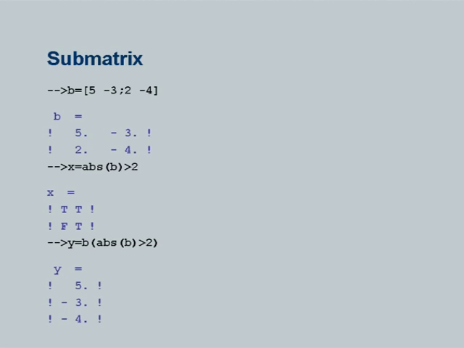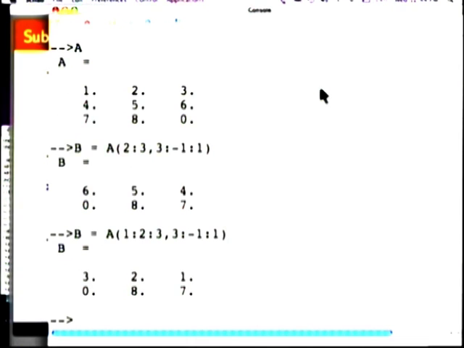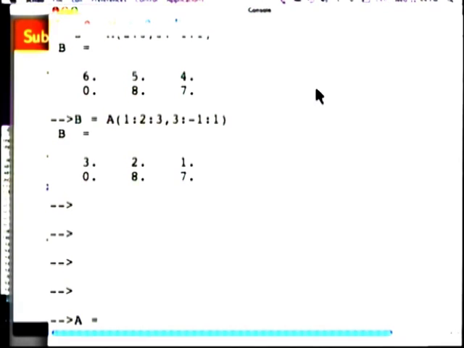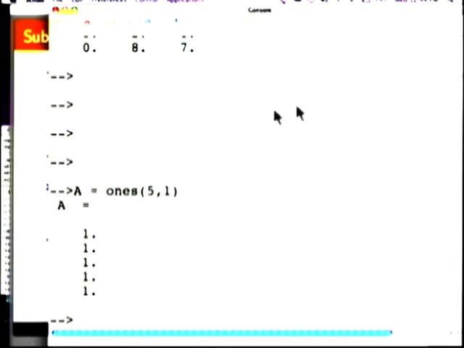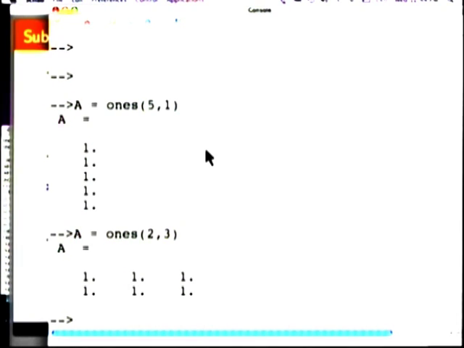Okay, the next one is an extremely important one, that Scilab is optimized for vector calculations. So I want to illustrate this. Let's create a matrix A equals ones of, let me first show you this command called ones. Ones of 5, 1 will give me 5 by 1 and then it will have all ones. Similarly, A equals ones of 2, 3 will give me a 2 by 3 matrix. Alright, so what I will do is I will create this A equals ones of 50,000, 1. So what should I do now?